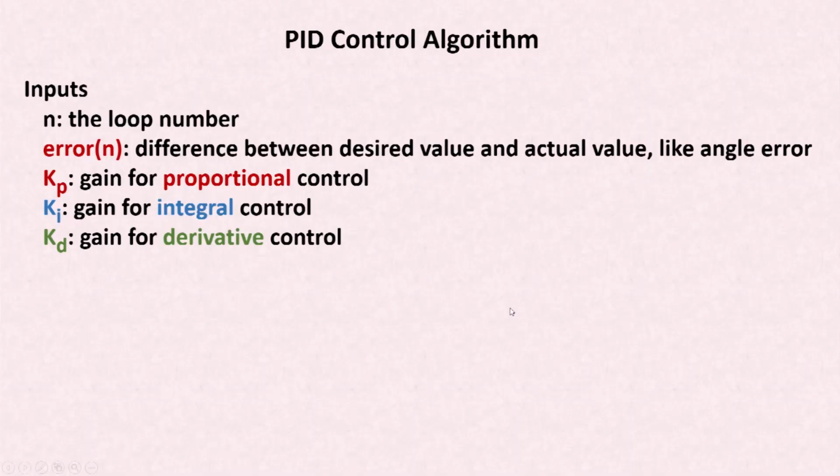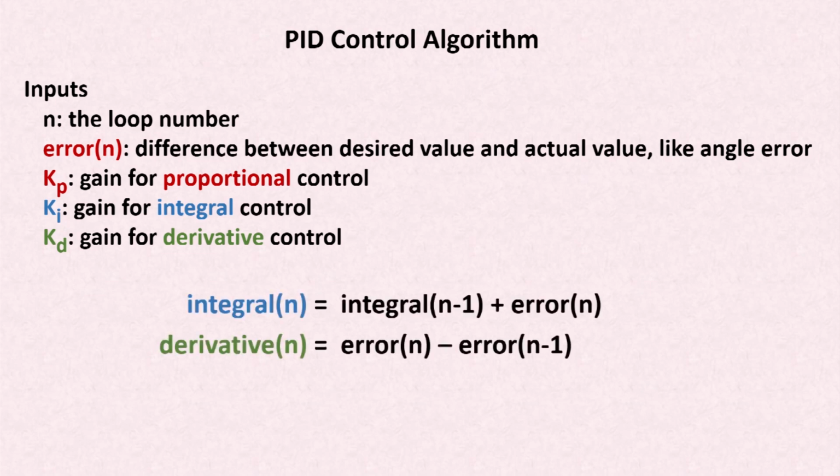The PID Control MyBlock is usually called inside of a loop. It has 5 inputs. N is the loop number, error is the difference between the desired value and the actual value, like the error in the robot's angle when driving straight. Kp is the gain for proportional control. Ki is the gain for integral control. And Kd is the gain for derivative control.